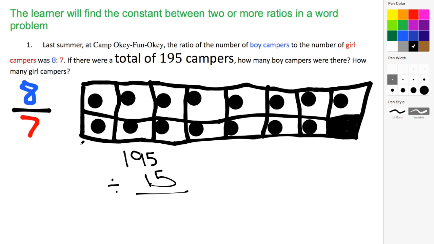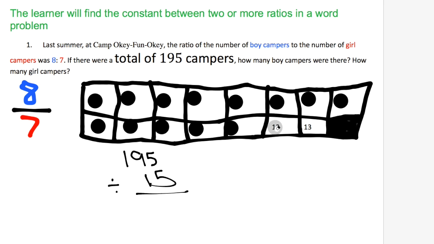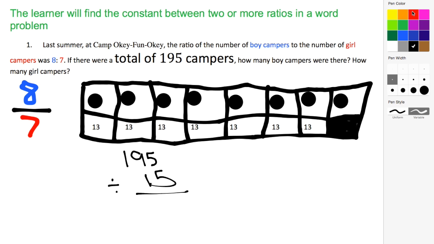Where did I get 15, you ask? Well, 8 plus 7 is 15. And when I divide 195 by 15, I get the answer of 13. So every box needs to be 13. 13 times 7 is 91. That means there are 91 girl campers.